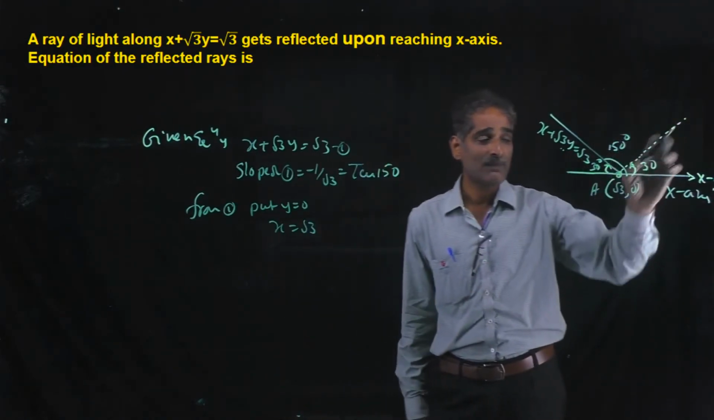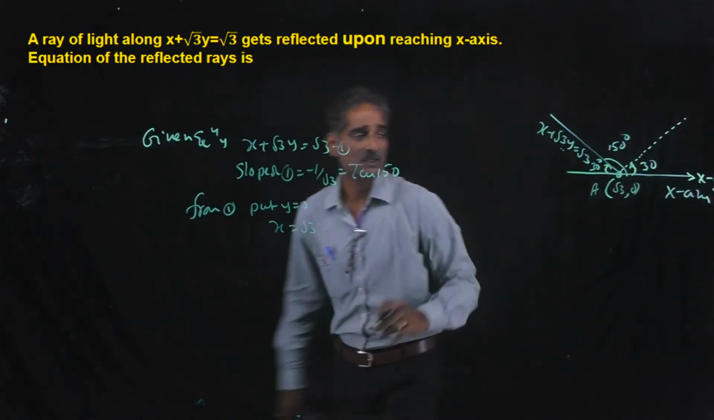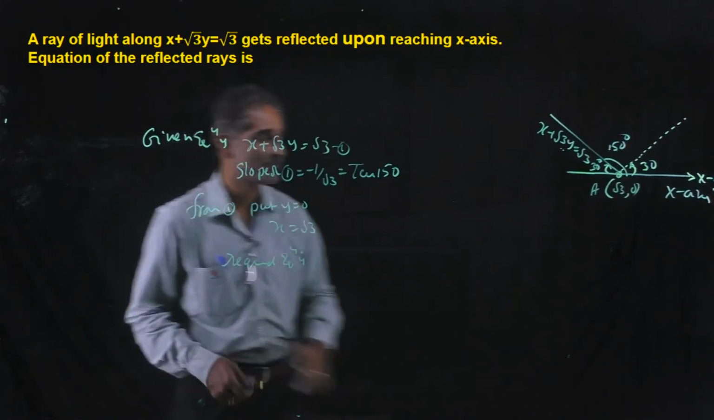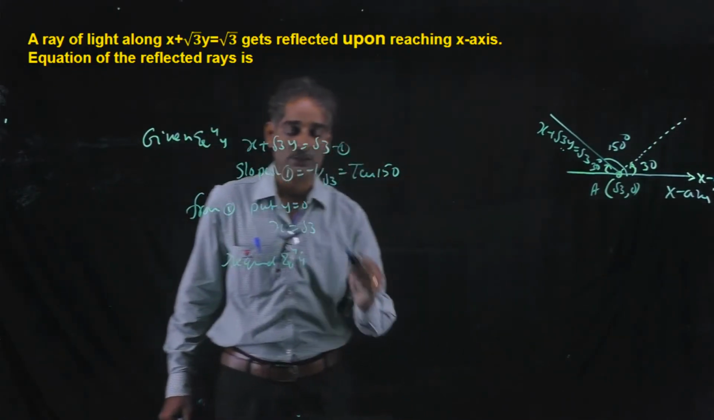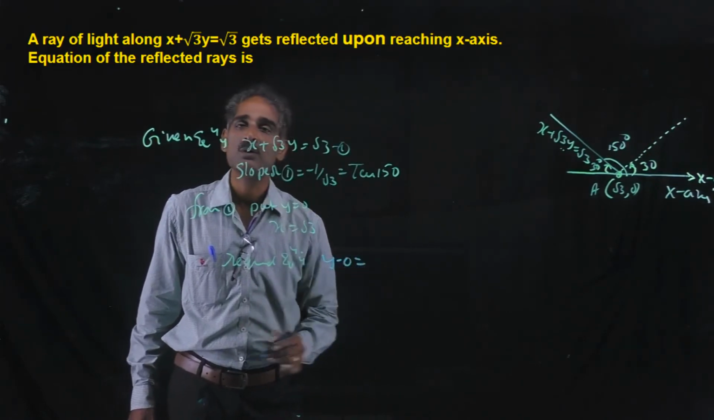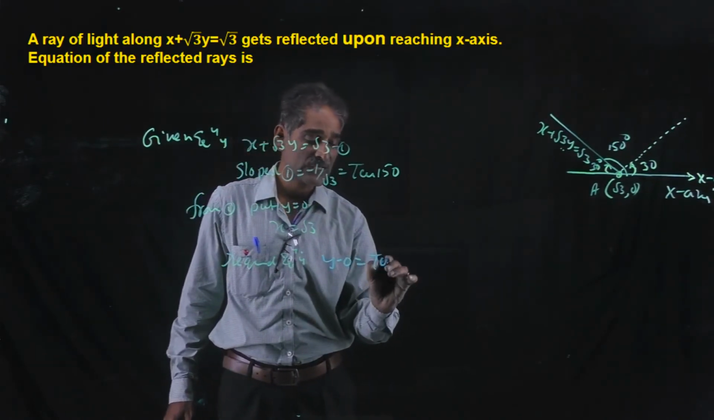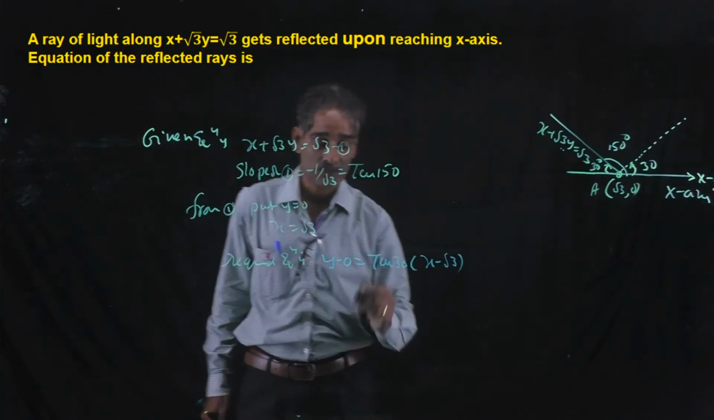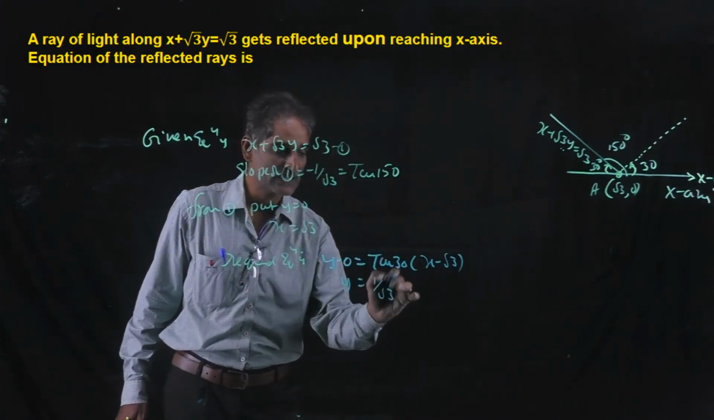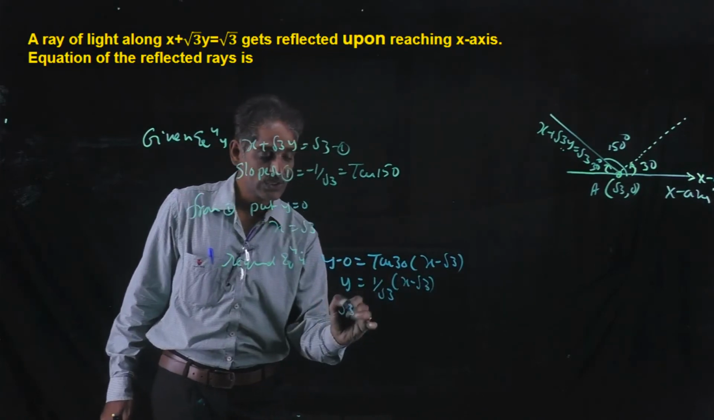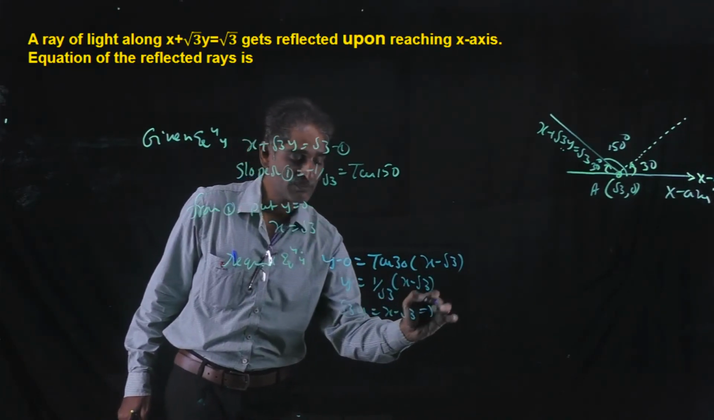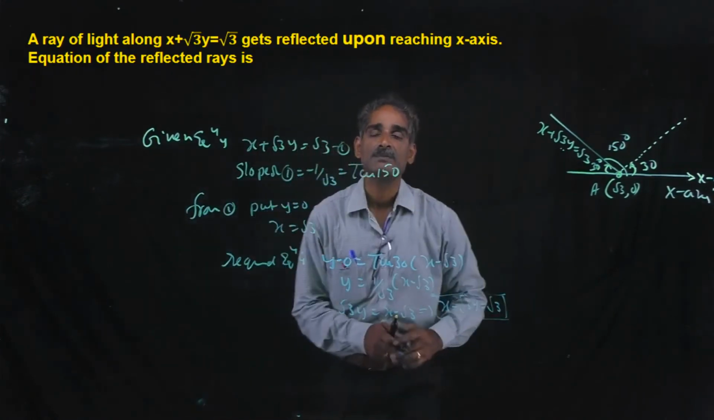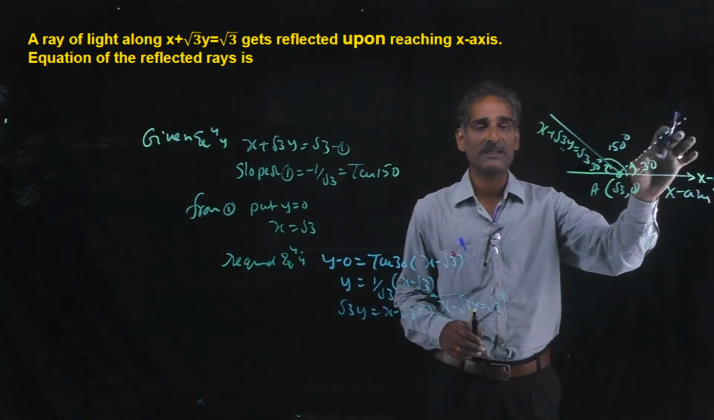This is the line passing through this point and making 30 degrees. Now the required equation is, passing this point and having this inclination 30: y minus 0 is equal to tan 30, which is the slope, into x minus x1. Understand? So y is equal to 1 by root 3 into x minus root 3. Root 3 y is equal to x minus root 3. This implies x minus root 3 y is equal to root 3. This is the equation of the required line, the reflected ray equation.